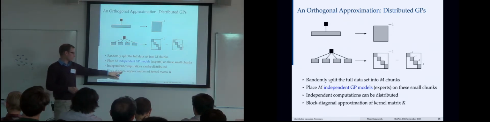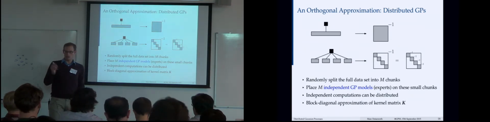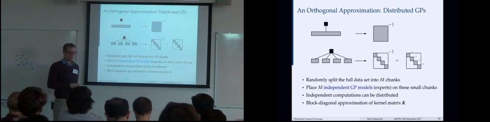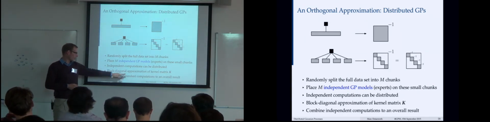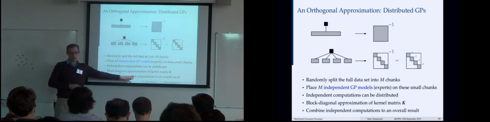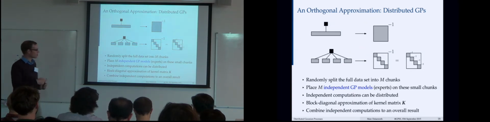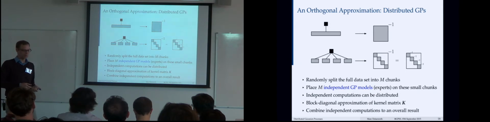The nice thing again is the block diagonal approximation of the kernel matrix. Inverses are easy. The log determinant is easy. That makes things much nicer. And then once we've done all of this, we need to combine these independent predictions into an overall result. So that's the high-level idea of this distributed Gaussian process stuff, and Neil summarized that earlier pretty much.